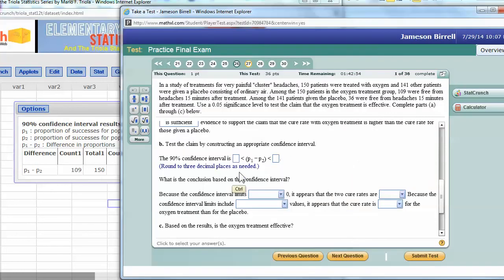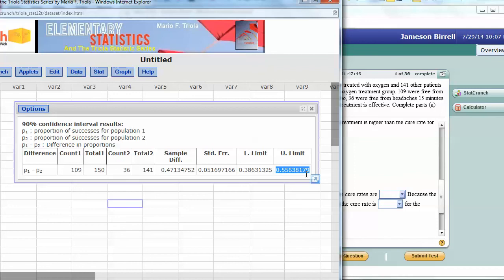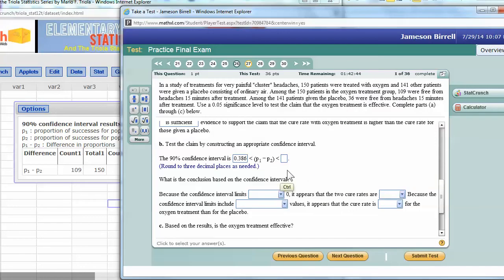Just do a copy paste. And they want three decimals. Our upper limit then. And you can do this when you're doing the final too, because when you open StatCrunch, you can do the copy paste like I did.